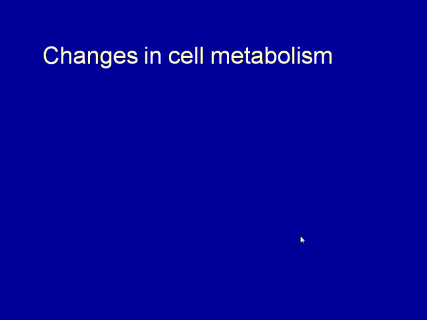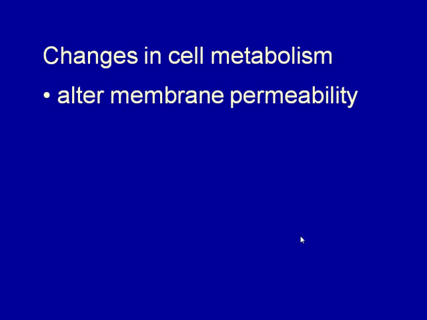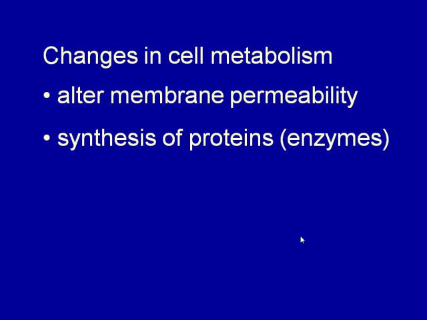The kinds of changes that can occur in the cell as a result of hormone action include altering membrane permeability. In other words, sodium gates may open or close, or some other ion gate may open and close, allowing ions to enter or leave the cell. The hormone may cause protein synthesis to start. Since proteins are enzymes and enzymes control all of the chemical reactions in the body, if an enzyme is made that wasn't being made before, then the cell has a new chemical reaction going on.